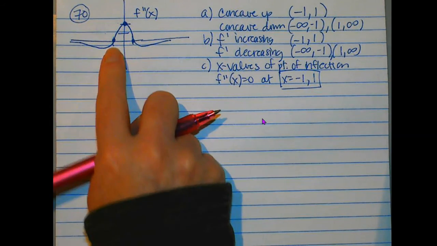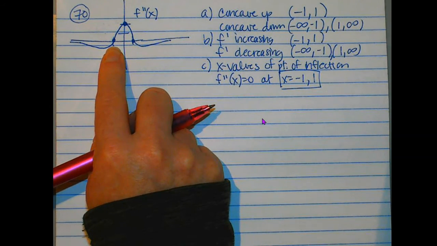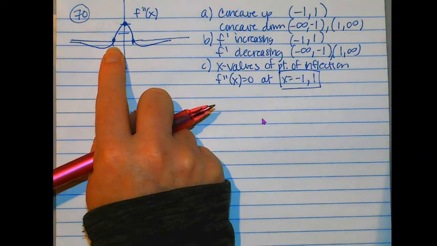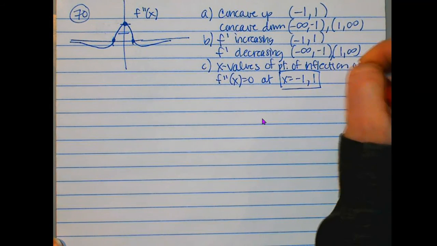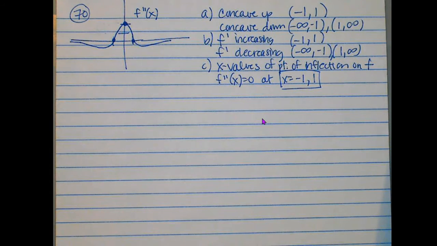Some people would say negative 1, 0. They'd give a point. That's the point on the second derivative. It's not the point on f. These are points of inflection on f using f double prime. Does that work for you?